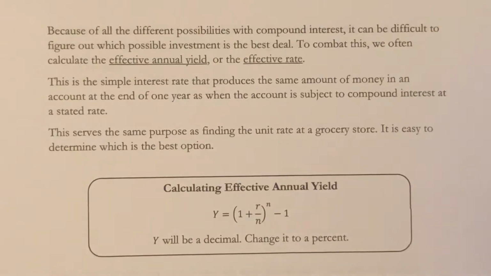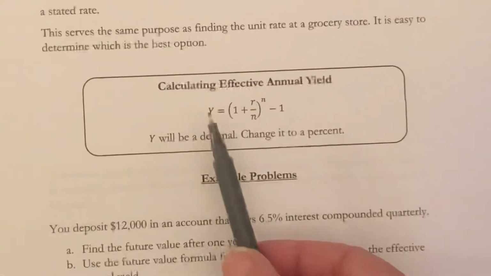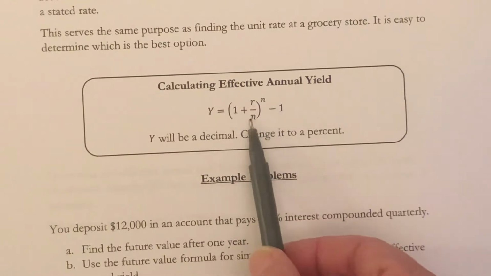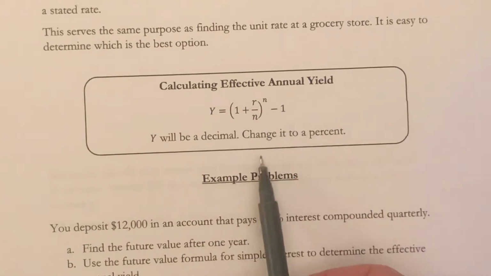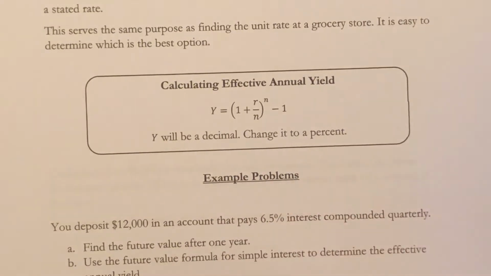It serves kind of the same purpose as when you're figuring out the unit rate at a grocery store, when you're trying to decide which is the best buy, you want to pay the least amount per ounce of something. This is kind of doing the same thing. It's norming our rates so that we can just compare numbers and figure out which is going to be better. The formula for the effective annual yield or effective rate is y equals (1 plus r over n) to the nth power, minus 1. R and n are the same as they always have been. Y is just the yield.